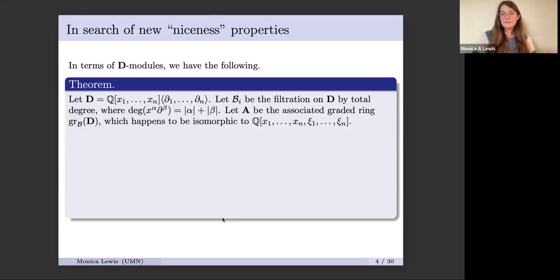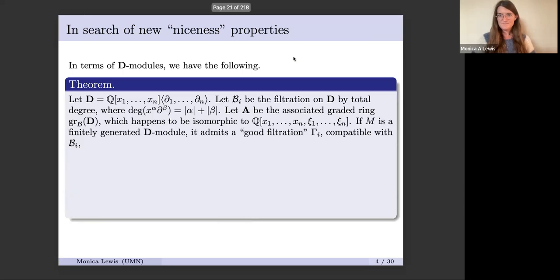Well, if we have a filtration, we can take an associated graded ring, and it may not be obvious, but it turns out that this associated graded is a commutative Noetherian ring. It's actually just a polynomial ring in 2n variables. Analysts would call this the ring of symbols of differential operators, the sigma_1 through sigma_n being the symbols of the partial derivatives. And if you give me a finitely generated D-module, it turns out to admit a so-called good filtration, which I'll define later, compatible with this B_i filtration, B for Bernstein. It is called the Bernstein filtration.